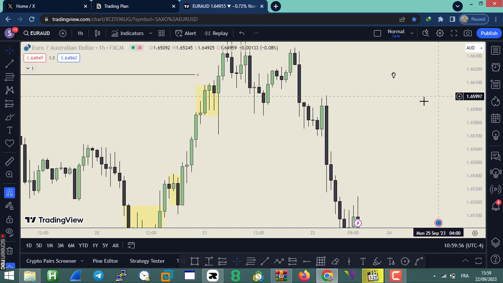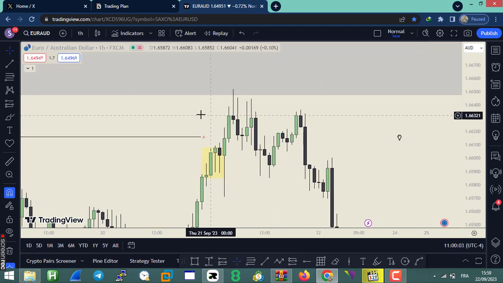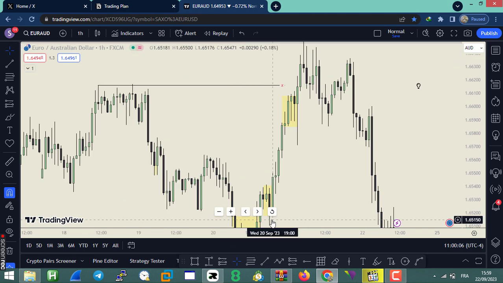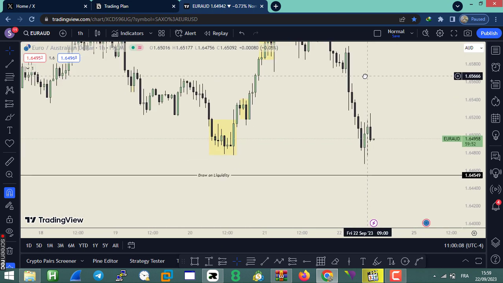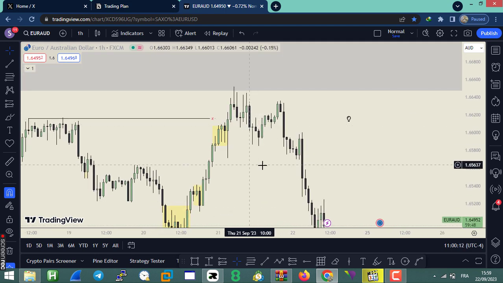So if we go to here, price tapped into that order block, and we're still on that internal range liquidity, and we want to target that external range liquidity, right? And now we want to see a nice displacement to the downside. Energetic displacement. Is this an energetic displacement? No, this is not an energetic displacement.